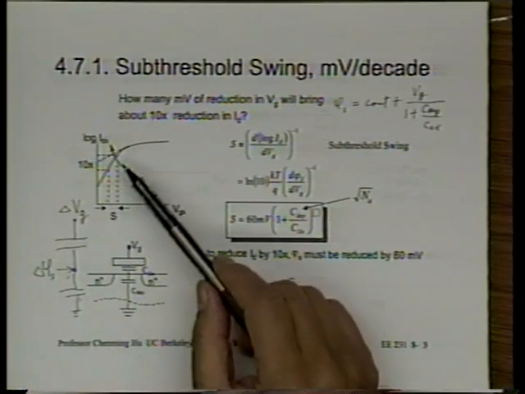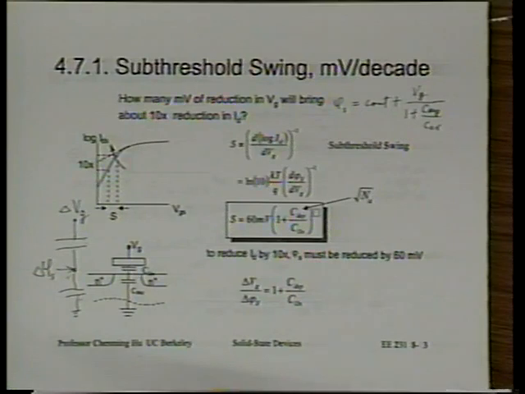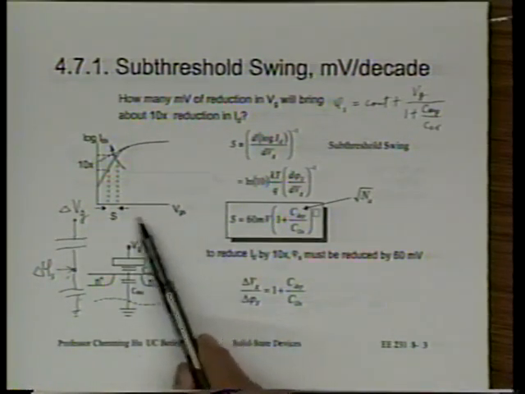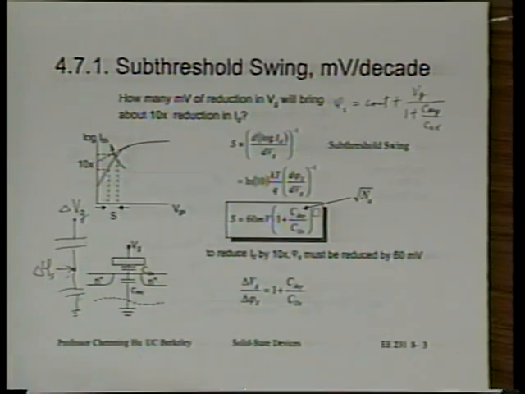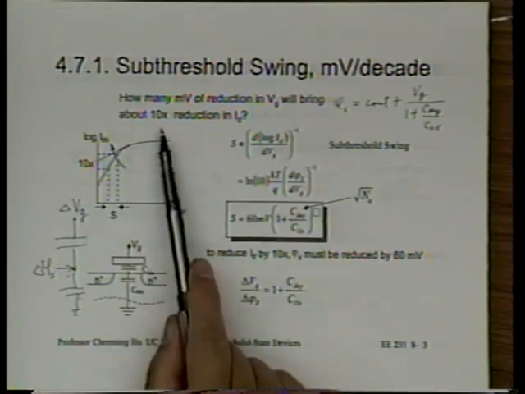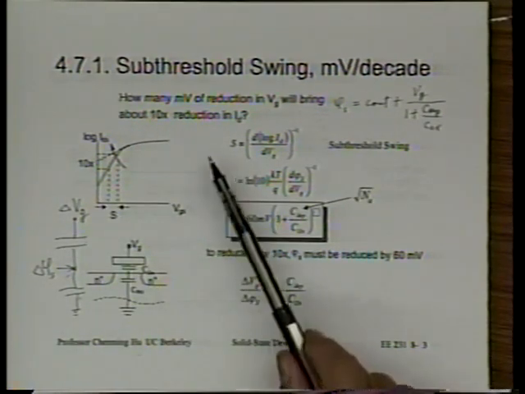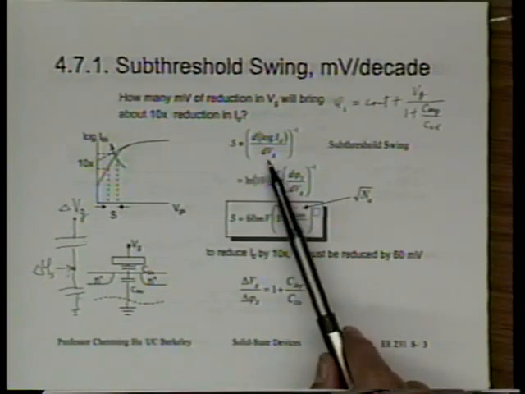And any time we see a straight line in a semi-log plot, we can always ask this question: what does it take in the change in Vg in order to reduce IDS by a certain factor? And we choose a factor of 10 here in this question, all right? So how many millivolt reduction in Vg will bring about 10 times reduction in ID? To answer that question, the answer is swing, and swing is equal to d log ID over dVg.